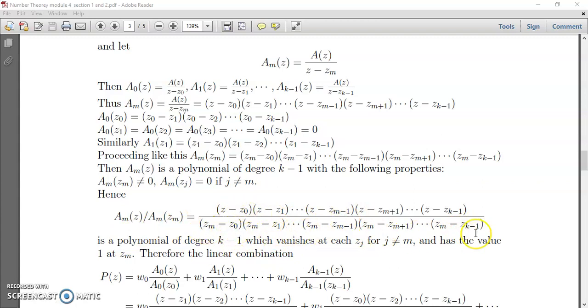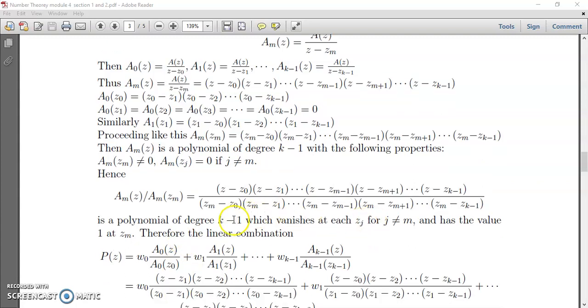z_m, z0, etc. are known, but z is not known. So here there are total k minus 1 terms. It's a polynomial of degree k minus 1 which vanishes at each z_j for j not equal to m, and has the value 1 at z_m. So if we put z_m, then it has the value 1. Now we can write this as a polynomial.